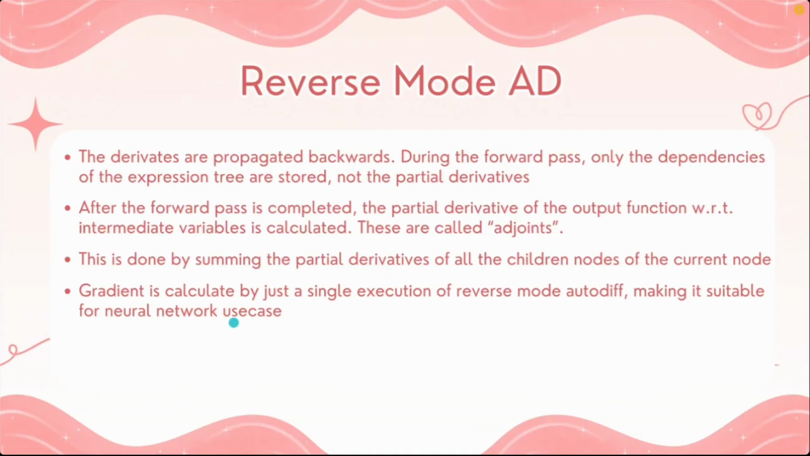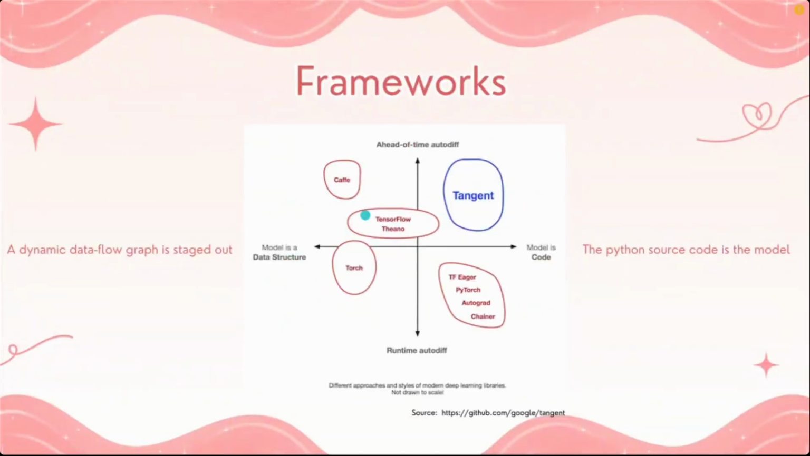So yeah, why this is preferred over the forward mode is because in each iteration of a single loss function, you can calculate a gradient for all the intermediate variables as well as all the input variables, thus making it much more efficient.